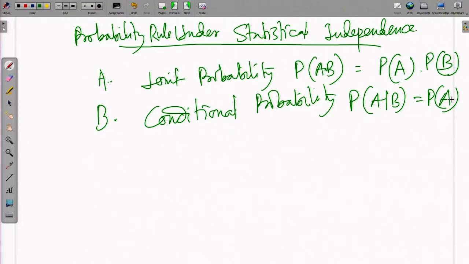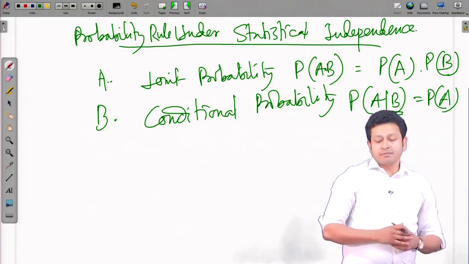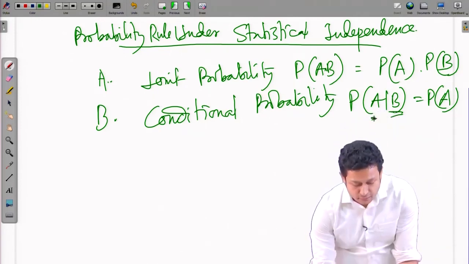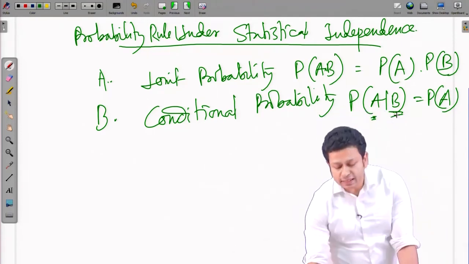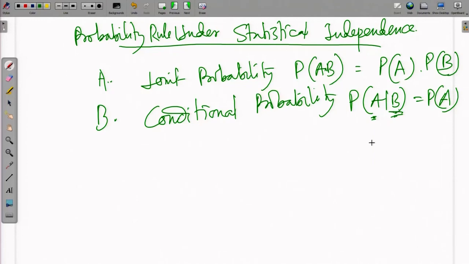So, here in this case our B is staying the same and I am trying to understand how A varies. Now, if my two events A and B are independent, then it really does not matter whether B is constant or not. A will always remain A irrespective of what B is, and that is why for conditional probability you will see probability of A given B, and that is how you always write the conditional probability, is equal to probability of A, right.